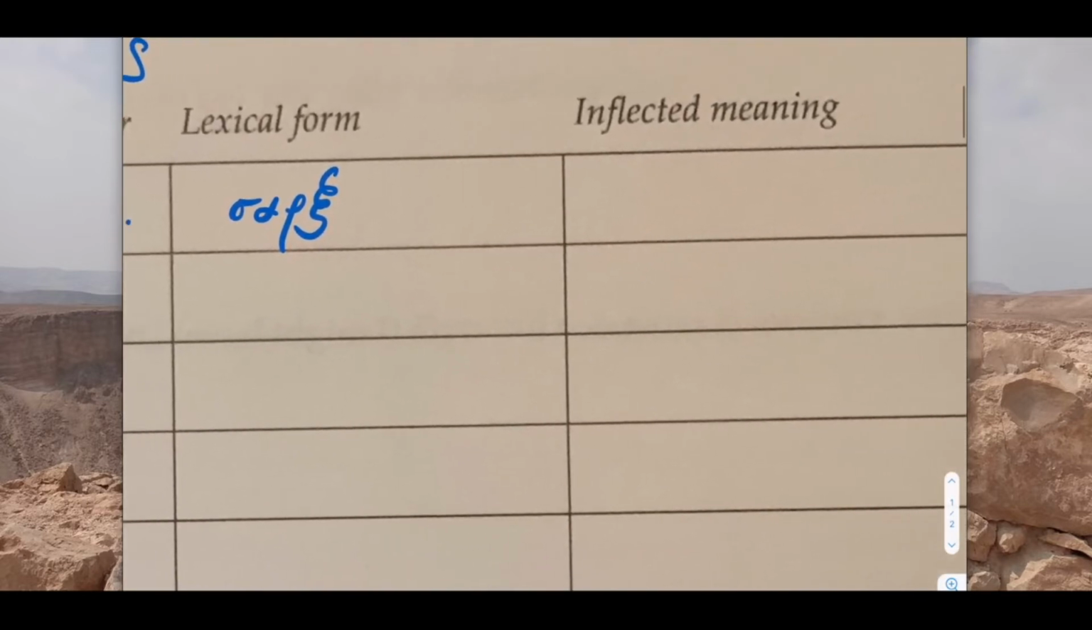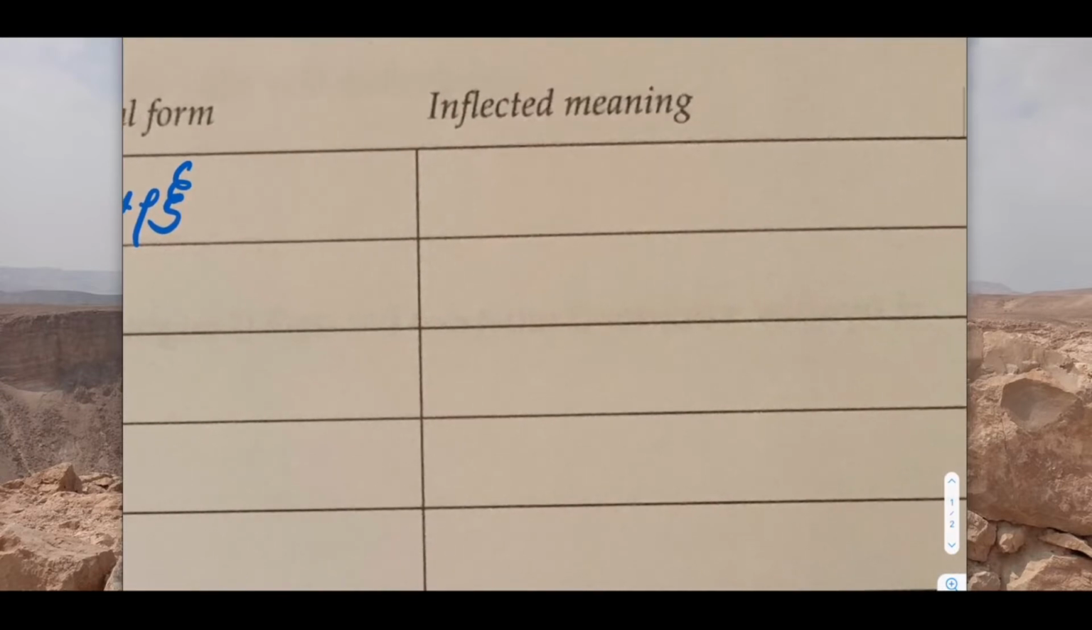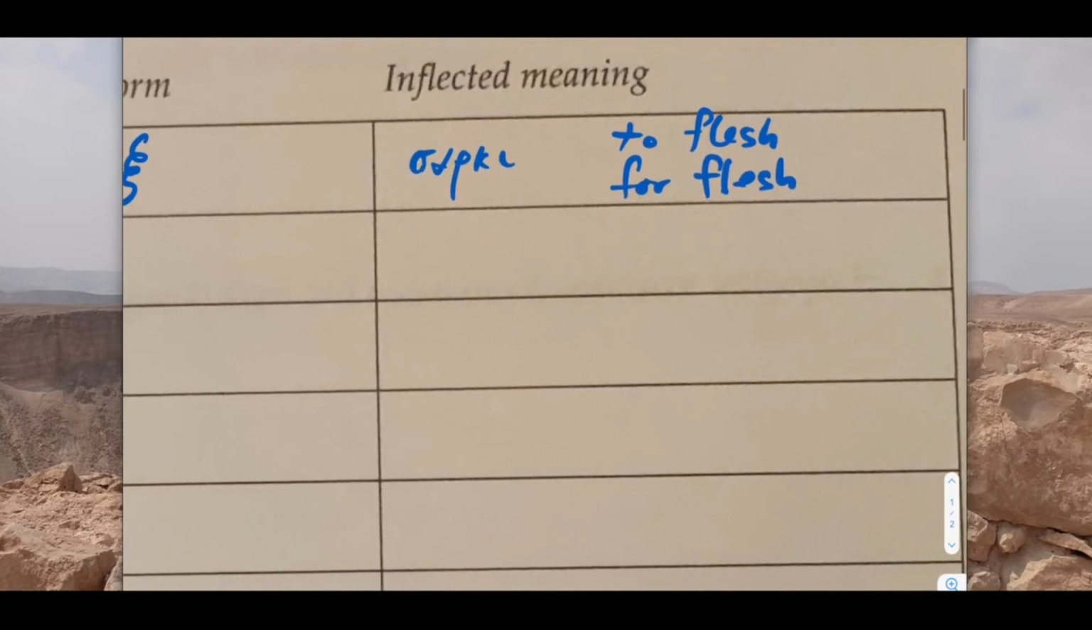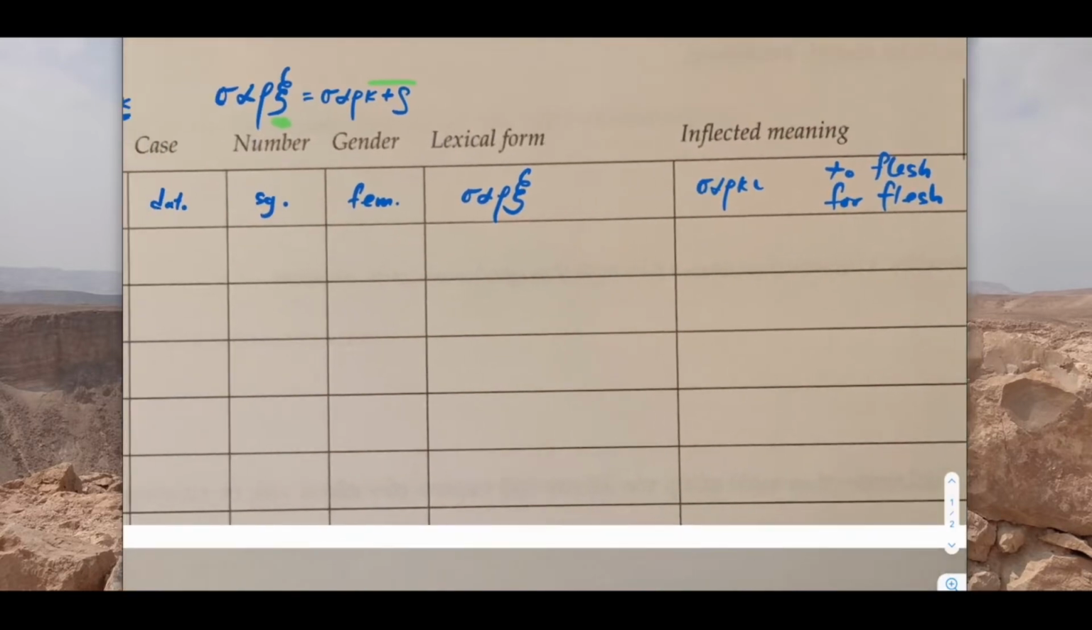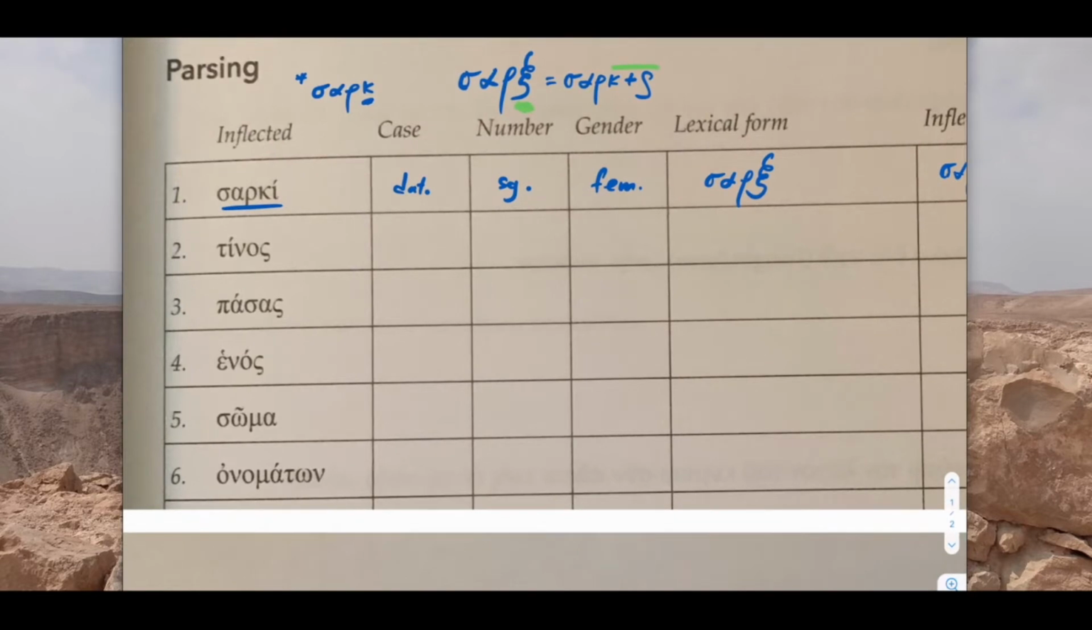Now that takes us to the far right column, the inflected meaning, and that is of sarki. That was our word, sarki. So you could say to flesh, doesn't really make much sense. For flesh. Now if you wanted to add a preposition just for your own practice, en, you could say en sarki, right? En plus a dative means in. So you could say in flesh, something like that. So there you go. That's sufficient for this one. So we have sarki, dative singular, feminine.